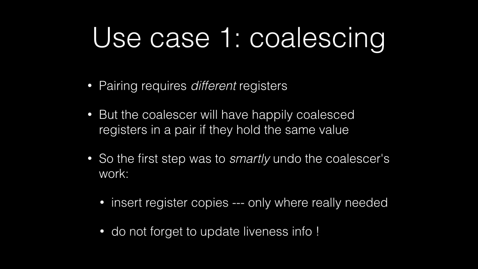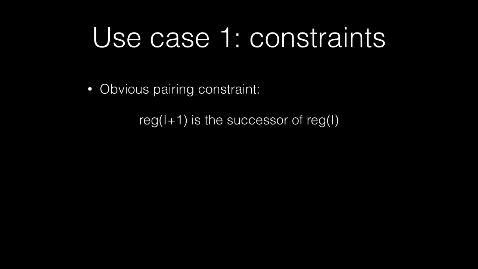And of course, at the time that you insert those copies, you must not also forget to update the liveness information. So now we have all the registers that we need to set the PBQP constraints. So let's set them. The obvious constraint which we have to set is the pairing constraint, where one register is the successor of the other. That's quite obvious. Now, that's not enough.